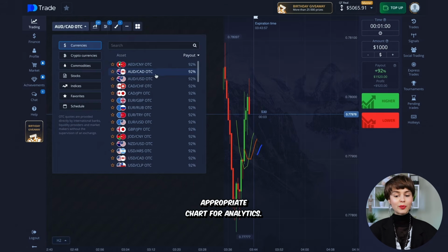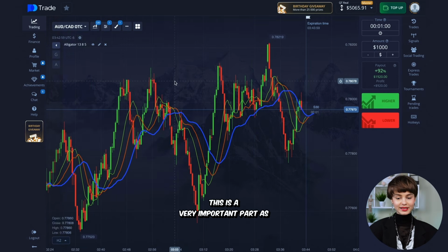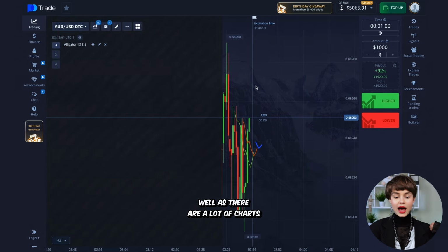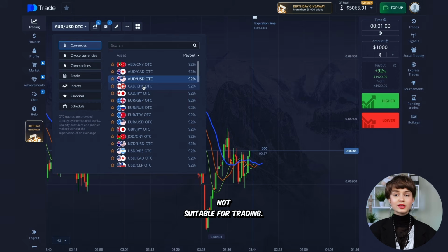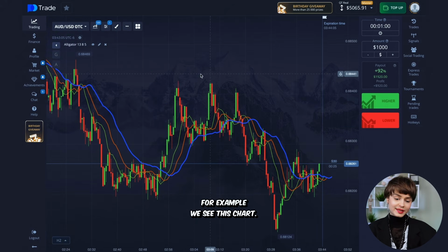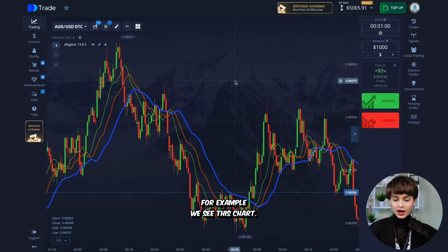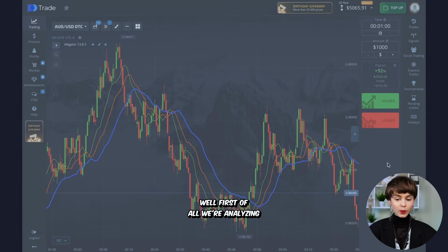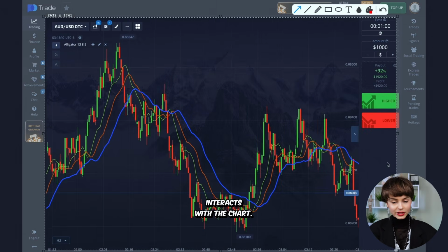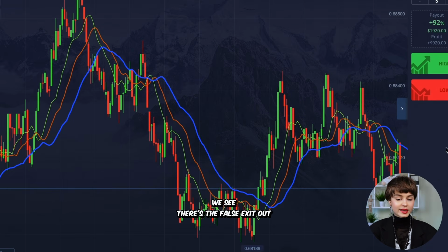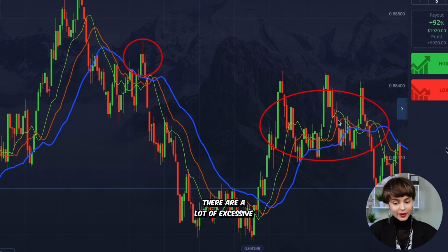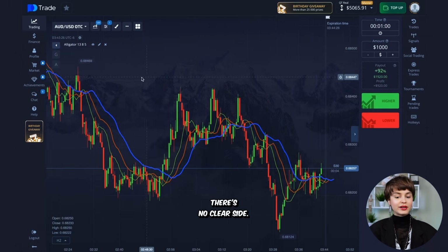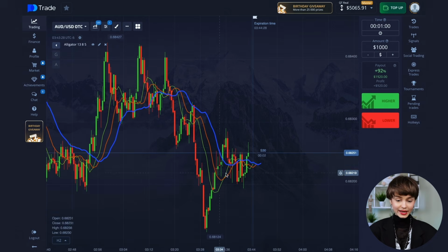Now, let's find an appropriate chart for analytics. This is a very important part as well, as there are a lot of charts not suitable for trading. For example, we see this chart. Why doesn't it suit us? Well, first of all, we're analyzing how the indicator interacts with the chart. We see there's a false exit out of the indicator, and in this area, there are a lot of excessive intersections as there's no clear sight.